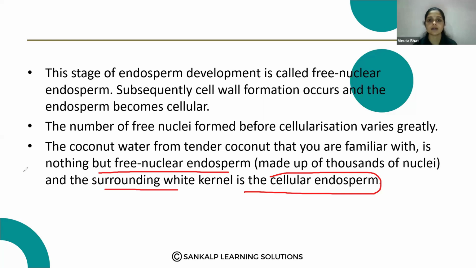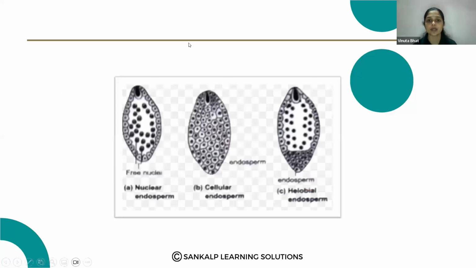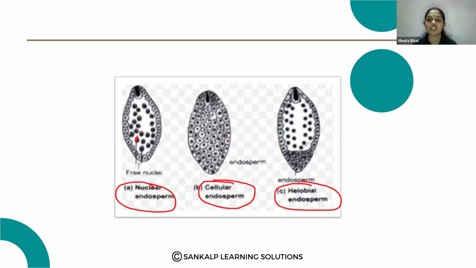Here you can see three different types of endosperm. The free nuclear endosperm: here you can see the free nuclei inside the cell, and when cell wall formation takes place around the nuclei, that is called cellular endosperm. And the helobial endosperm, which contains both cellular endosperm as well as free nuclear endosperm, is called the helobial type of endosperm.